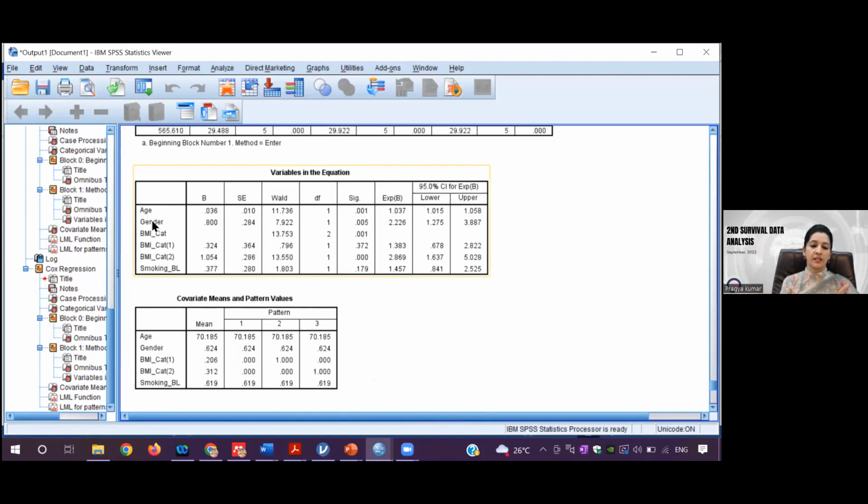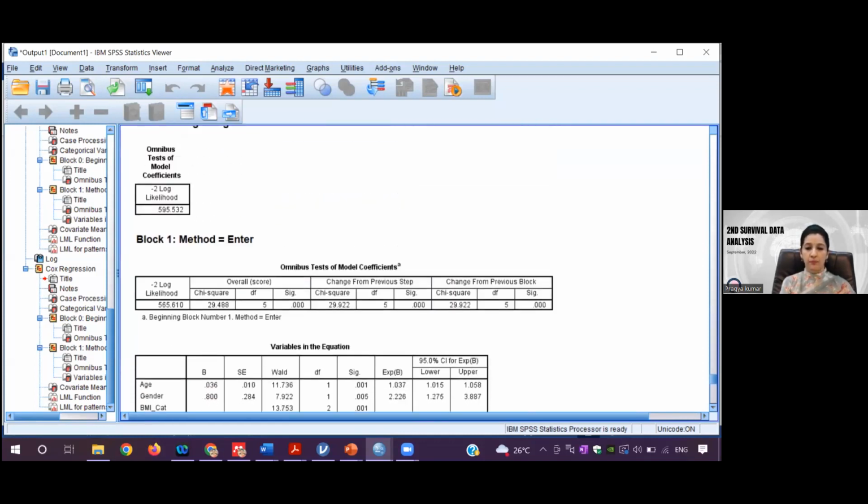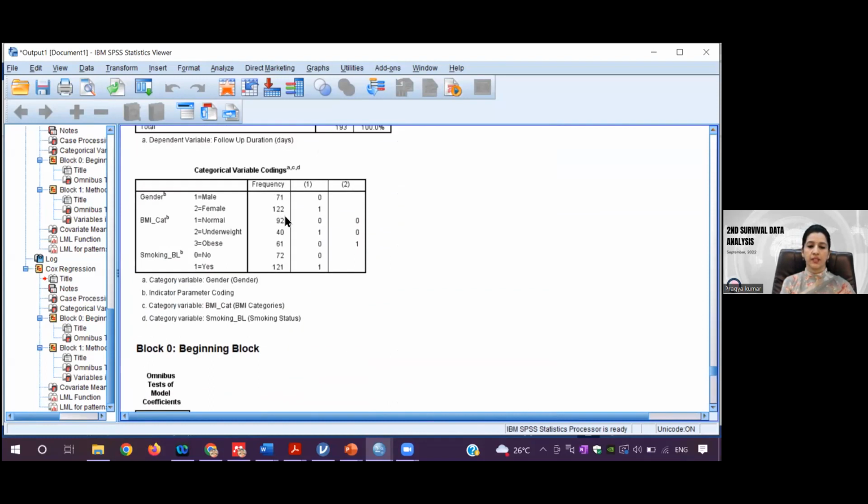So these are the variables, and you now know what coding 1 and 2 is. If it is giving you gender, it gives you with respect to female. Female is coded as 1, so let me write it somewhere because I also forget. So female is 1, here the male is reference, and here the normal is reference.